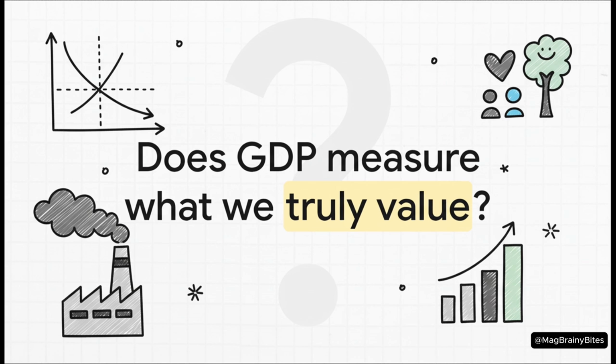And that really leaves us with a big final question to think about. Look, GDP is an absolutely essential tool. It's great for measuring our economic output. But as we've just seen, an economy and a society is about so much more than just the numbers. So, while GDP is busy measuring the value of everything we produce, it's always worth asking, does it measure what we truly value?